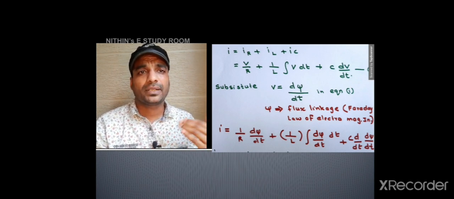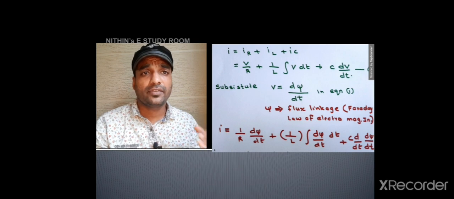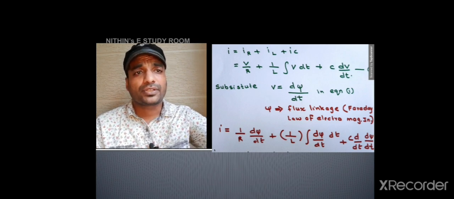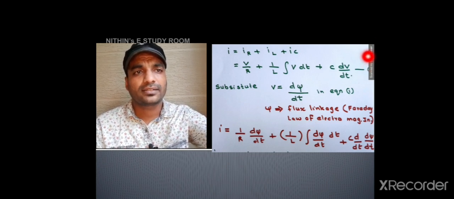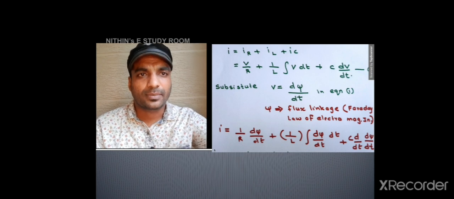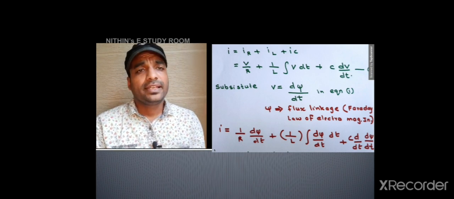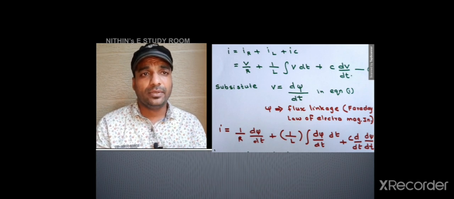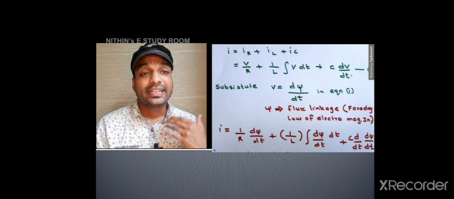So IR is nothing but V by R, IL is equal to 1 by L integral V dt, IC is C dV by dt. And I have marked the equation number 1, it is here. The equation number 1 is marked here somewhere, it is covered by the watermark. So substitute in that equation, we are going to change the common variable V by substituting d phi by dt.